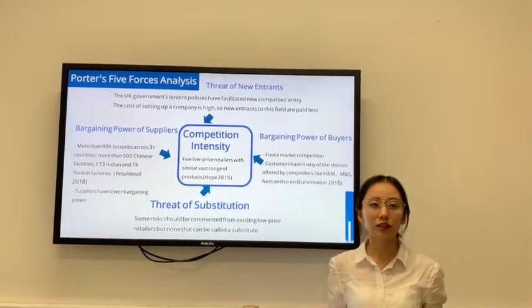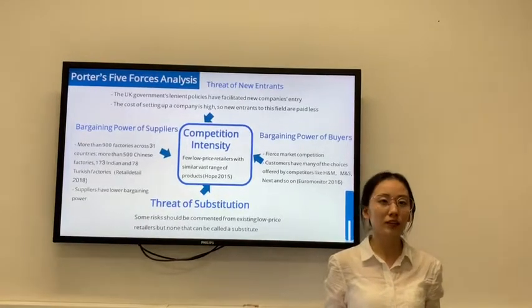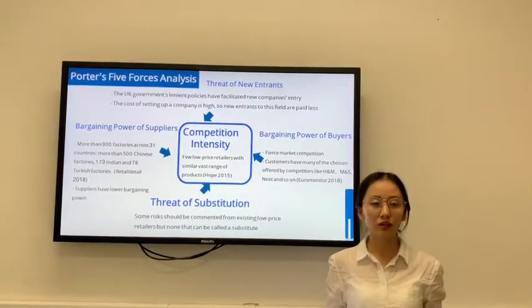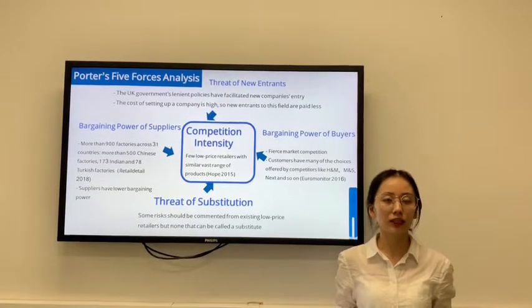And lastly, the bargaining power of buyers. As the largest retailer store in the UK, PRIMARK has a large customer base.